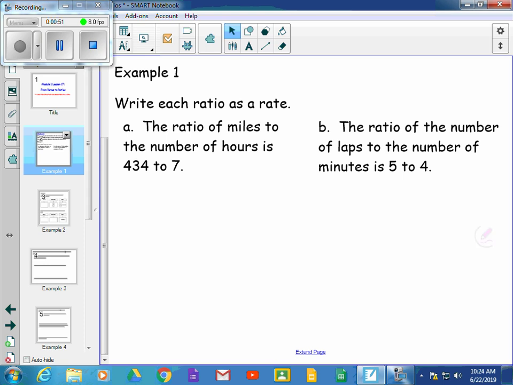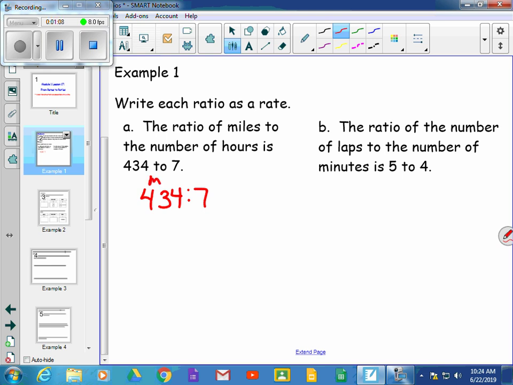First one there, the ratio of miles to the number of hours is 434 to 7. If I want to write that as a rate, first of all, I'm going to take that 434 to 7. That is a ratio where the first number represents miles and the second number represents hours. In order to find a rate, or more specifically a unit rate, how much for one, I'm going to do equivalent ratios tool, where I set them equal to miles per hour. And I'm going to figure out how much for 1 hour. How many miles in 1 hour?